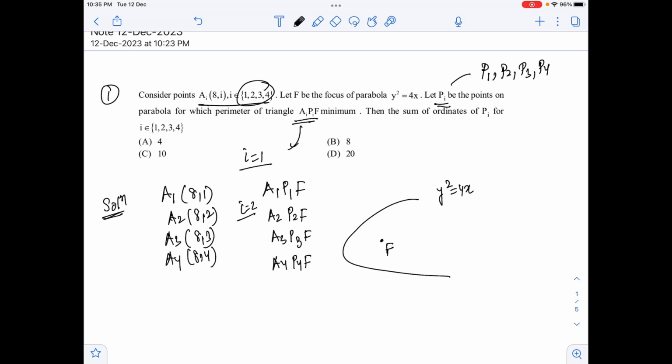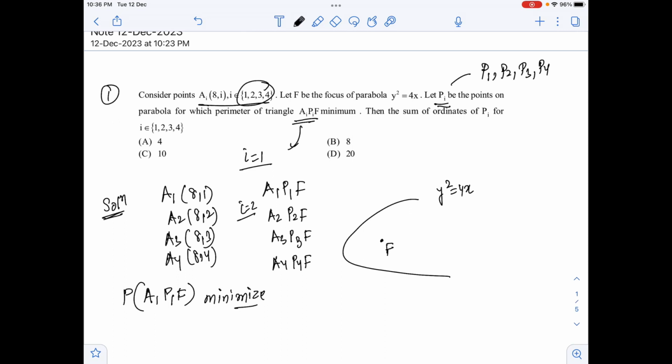Now you see the points P1 P2 P3 P4 and the points A1 A2 A3 A4, ये चारों इंडिपेंडेंट पॉइंट्स है. तो बेसिकली ये क्वेश्चन क्या है? 4 different questions का combination है एक में, right? So they have given you the combination of 4 different questions together. So what basically I'll do, I'll just solve one part of the question, and similarly the physics will not change for the other part. तो हम A1 P1 F को मिनिमम करने का कोशिश करते हैं. Perimeter of this we will try to minimize.